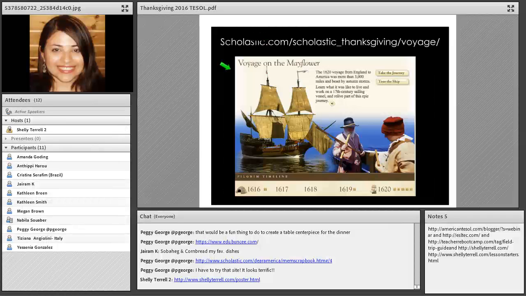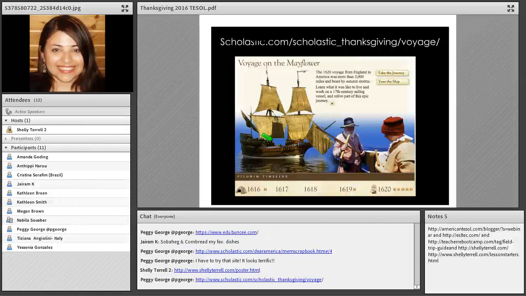Scholastic also has a voyage on the Mayflower, so they can see what it's really like to go on a voyage back then. And you can ask the students if they've ever been on a boat, if they've ever traveled on water or on a big, large boat, what their experiences were, and how those experiences were very different from the 1620s. And so they can see the different hardships.